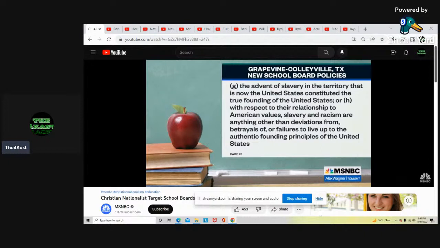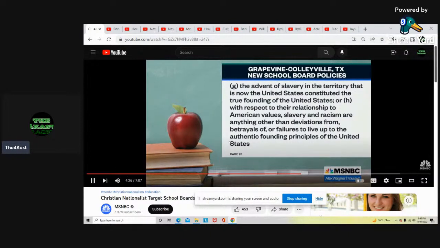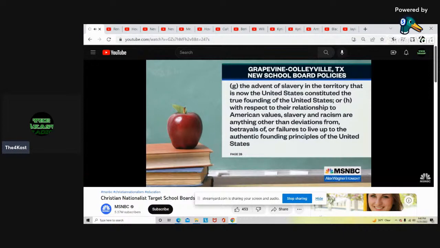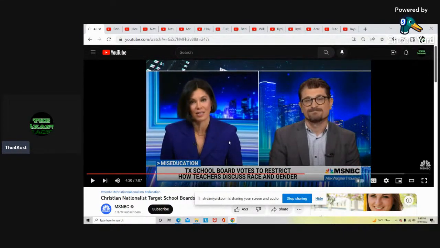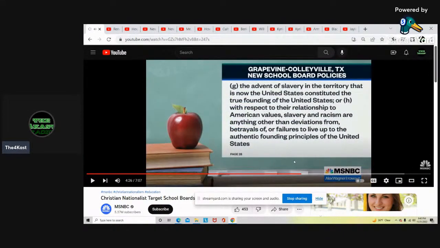The advent of slavery in the territory that is now the U.S. constituted the true founding of the United States. That's a specific dig at the 1619 Project. Nor shall teachers instruct employees or students that with respect to their relationship to American values, slavery and racism are anything other than deviations from, betrayals of, or failures to live up to the authentic founding principles of the United States, which include liberty or equality. This is all under the rubric of patriotism. Now, look, they're telling you, slavery, you know what I'm saying?